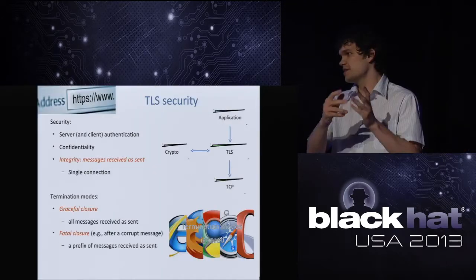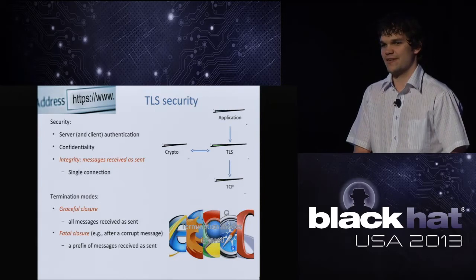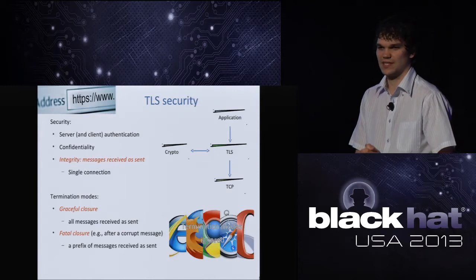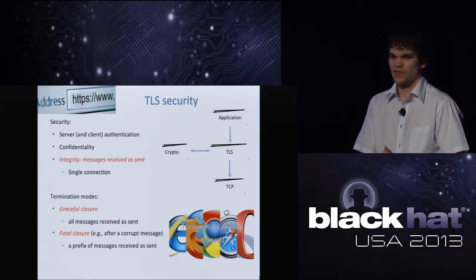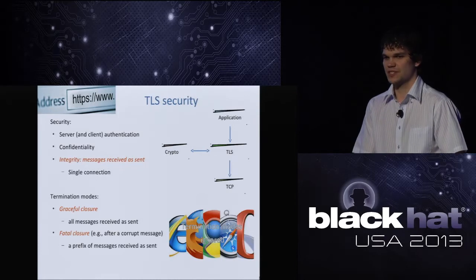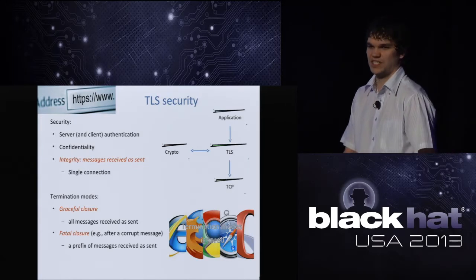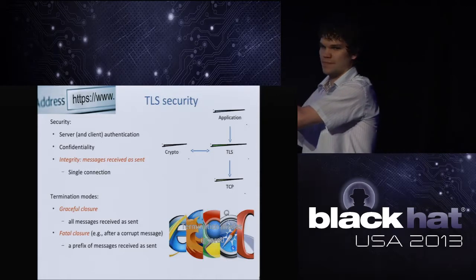Send 101, Black Hat receives 101. Now integrity is only guaranteed over a single TLS connection, okay? And this will be important later on in the talk. Integrity is guaranteed with respect to two termination modes. We have graceful connection closure, which is upon a successful closure of the session. In this case, all messages are received as sent. So if I send 101, Black Hat receives 101.